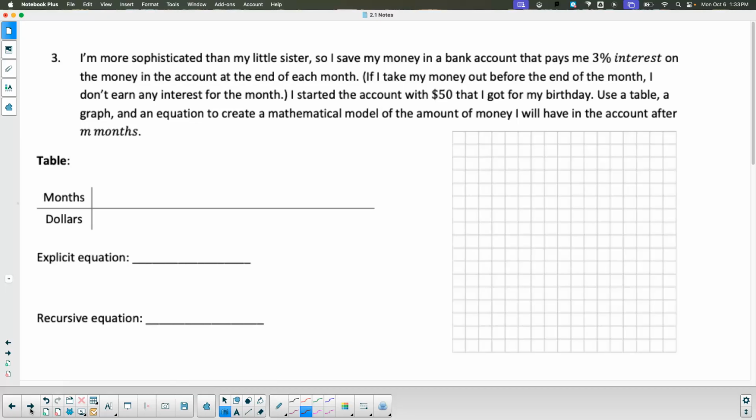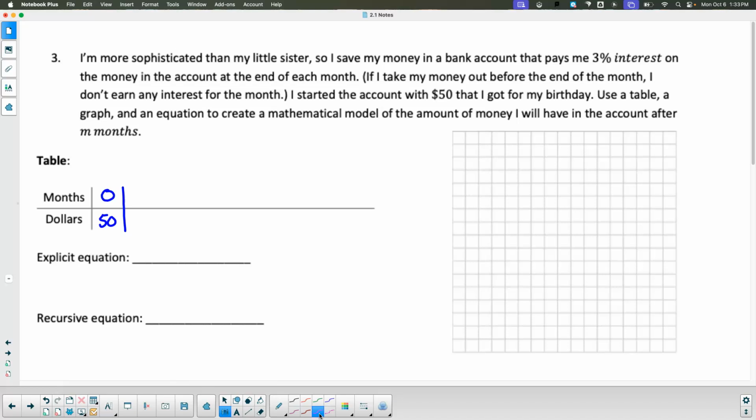Number 3. I'm more sophisticated than my little sister, so I save my money in a bank account that pays me 3% interest on the money in the account at the end of each month. If I take my money out before the end of the month, I don't earn any interest for the month. I started the account with $50, so that's 0 and 50. That's my start.